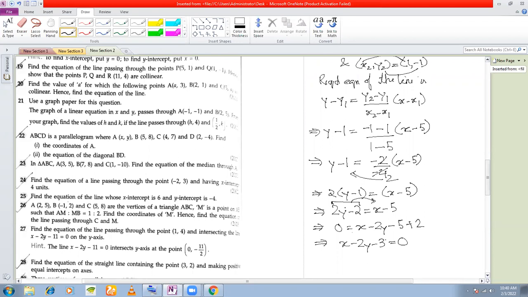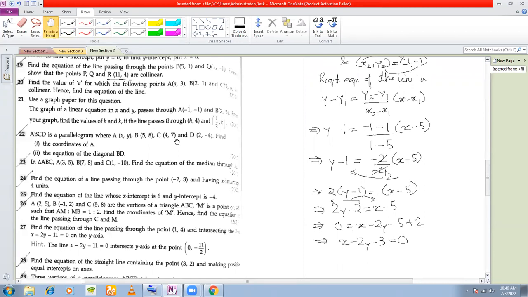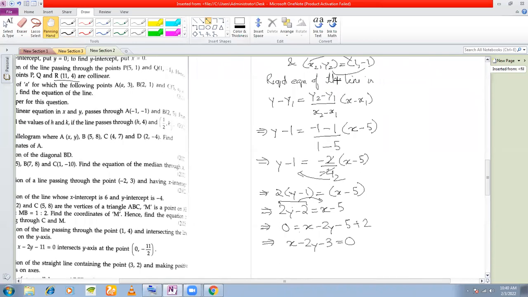Okay, that finishes only the first part of the question, where they asked you to find the equation of the line passing through the two points P and Q. Next they are showing, hence show that the points P, Q and the third point given are collinear. Now what do you mean by collinear? On the same straight line, if you remember I explained to you.